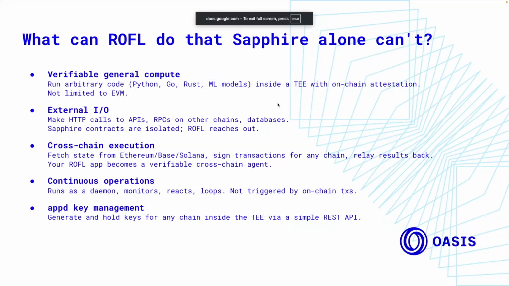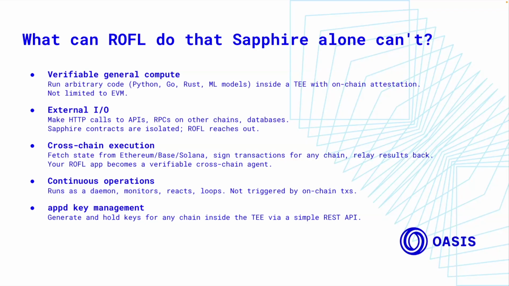So what can you actually do with ROFL, compared to what you can do with Sapphire alone? You can do verifiable compute. You can call external services, and you can do cross-chain execution. Even though we have a boundary, with easy access to Sapphire via the Sapphire light client, you can still use the ROFL apps to do things on all chains. So you can get data either from Web 2, but also from Web 3.